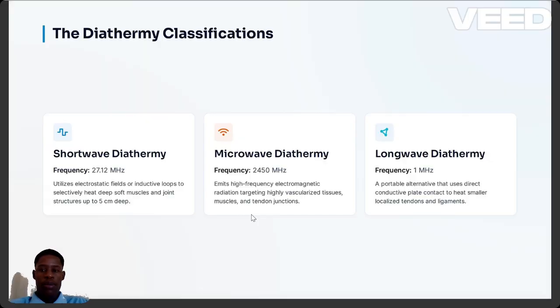So moving on, we've got shortwave diathermy. Looking at the classification of diathermy, you've got shortwave, microwave, and long wave, and they use different frequencies. Diathermy simply means using electrical currents to produce deep heat inside the body. We've got mainly these three types, and they use different frequencies.